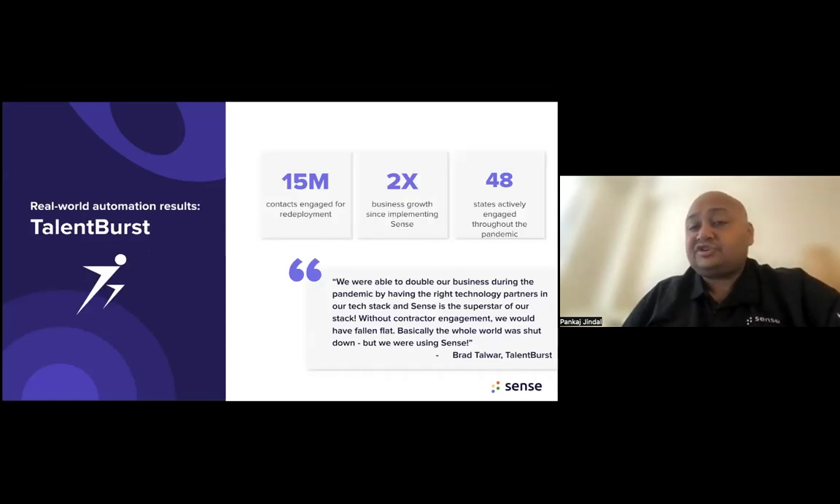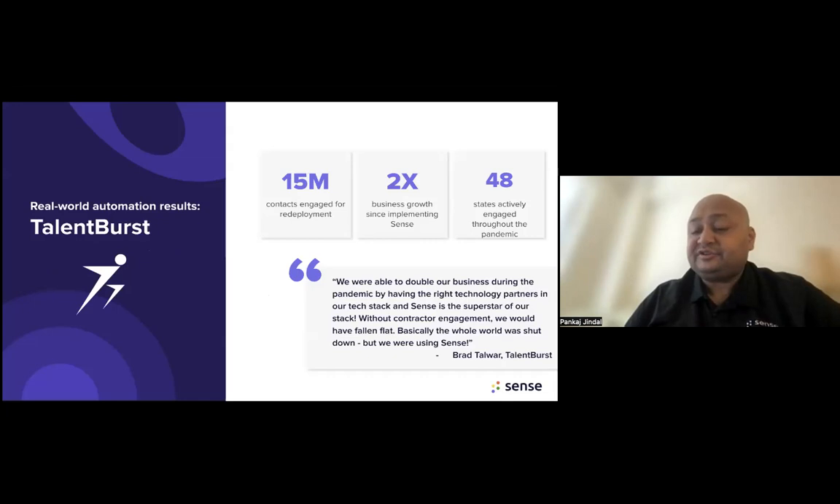Here is a really large customer that actually uses this at scale. They've now engaged 15 million candidates. They have one of the largest databases in business. They're going to reach out to all of the people. They're going to engage them to redeploy them. Hey, you worked with Talent Burst in the past. We're reaching out to you to see if you want a job with us again.